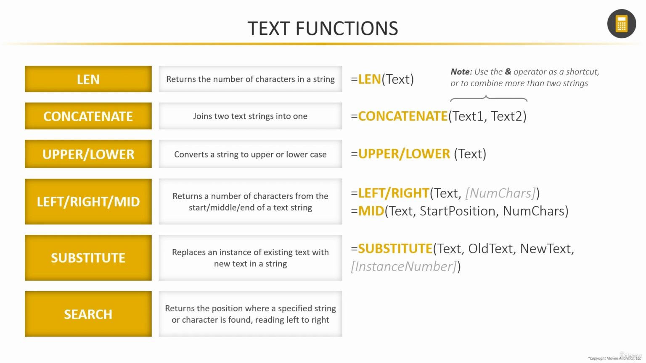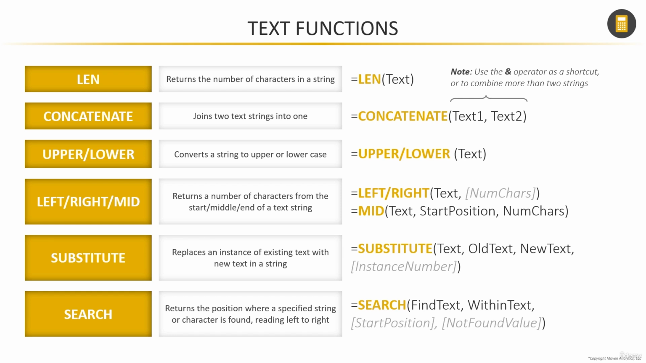And then last but not least, you've got search, which returns the position where the specified string or character is found. And by default, Power BI is going to read from left to right. So when you type this function, you're going to say, okay, I'm searching this particular text string. That's the find text argument. And then within text is where you're looking for it. So generally, that's a column containing the original text values. And now those are the only two required arguments, right? Find text and then within text.